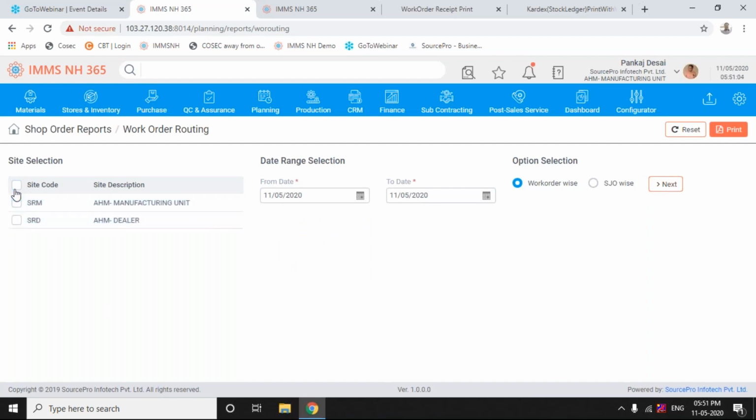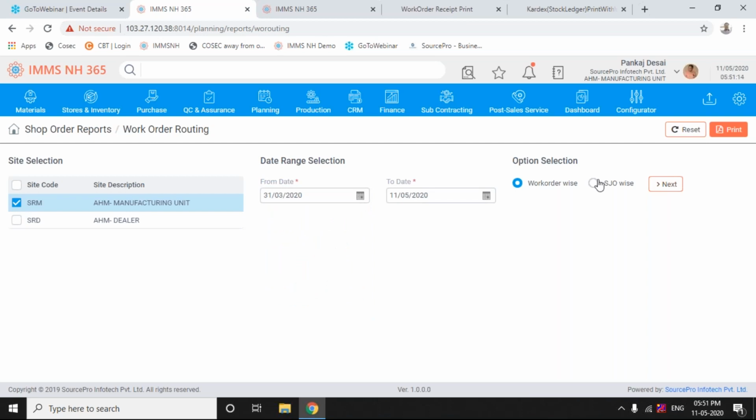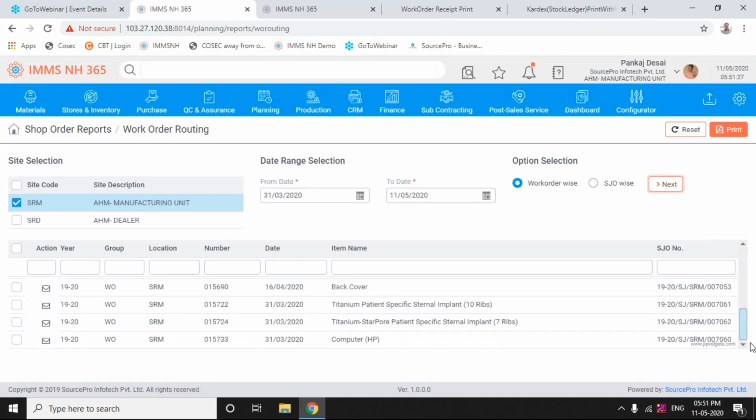Yes, just select one. Any particular work order you may select. Work order wise would be fine. Just take anything. कोई भी ले लो ना.